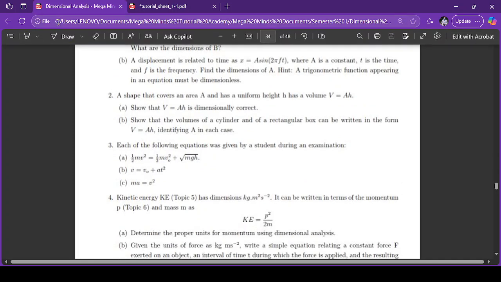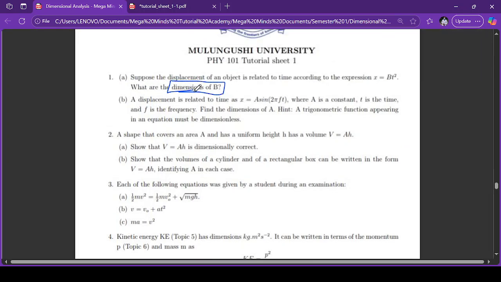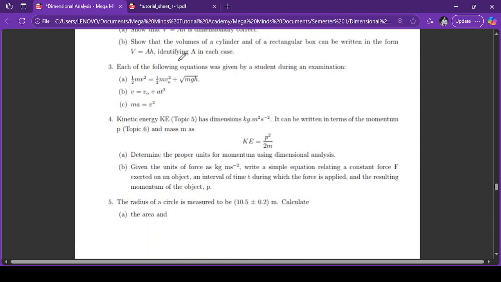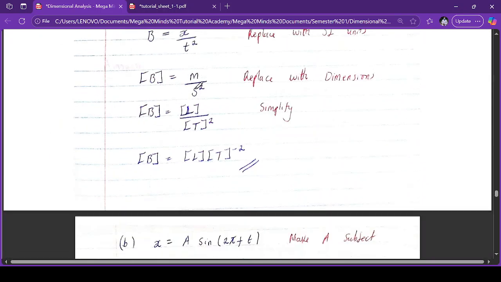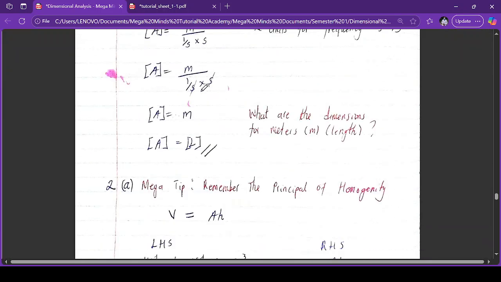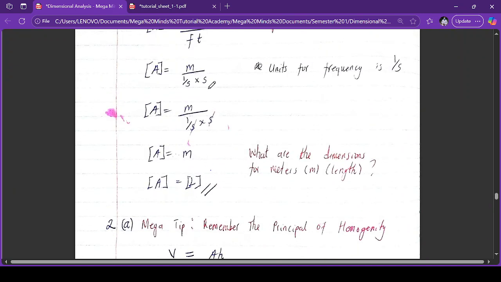We've just answered this one, but from answering how to find the dimensions of B, we've also found the dimensions of A. These are more practice questions just for you. Here the question was to prove that these are dimensionally correct, and some more practice questions. So these were the solutions. I even forgot there, I just ended on M. These are the units, but the question was find the dimensions.